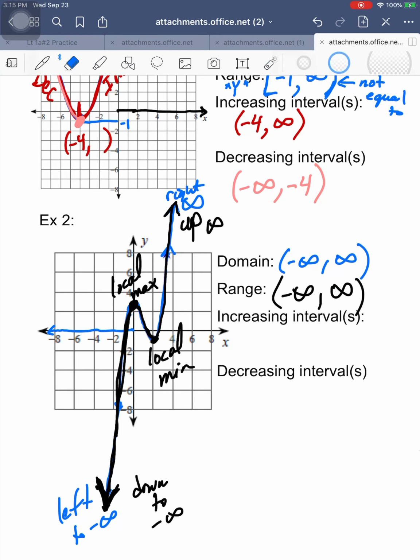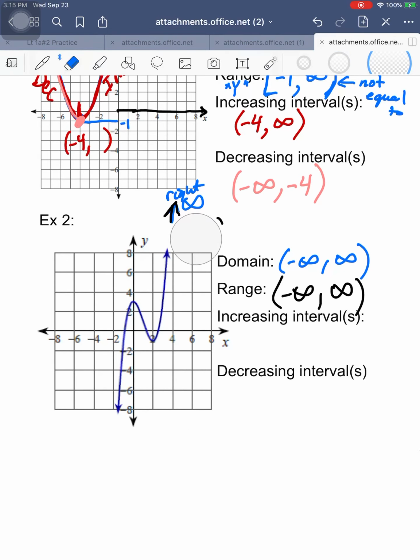Now we're going to look at increasing, decreasing. So I'm going to erase everything, and I'm going to look at strictly from increasing, decreasing. Start on the left side of the graph, follow it. So I'm following the contour of the graph. That's increasing, the first part. Now it's going to turn and go back down, so that's decreasing.